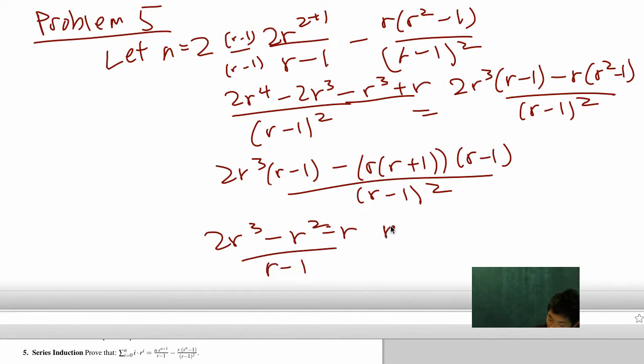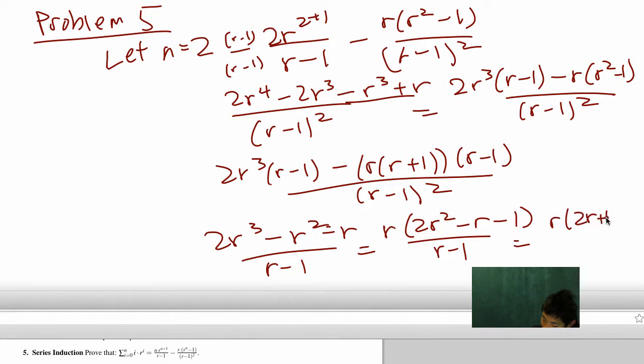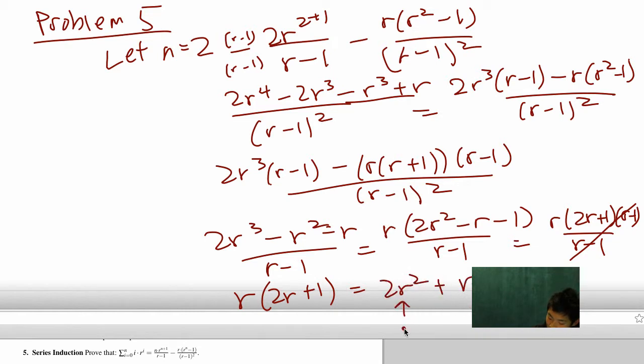And again, you can simplify again. You actually get r(2r^2 minus r minus 1) over (r minus 1). This equals r(2r plus 1)(r minus 1) over (r minus 1). So these r minus 1 cancel out. You get 2r plus 1 times r, which equals 2r^2 plus r. Notice how this is i times r^i for i equals 2, and this is also i times r^i for i equals 1.